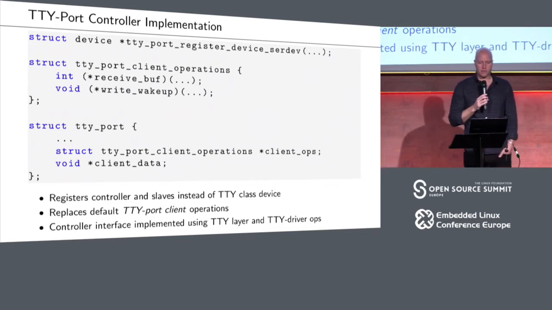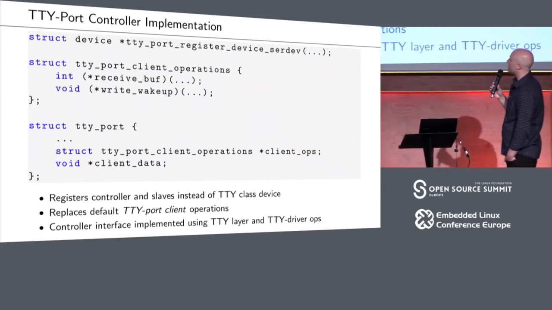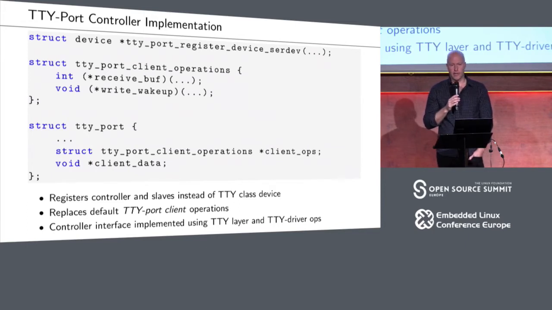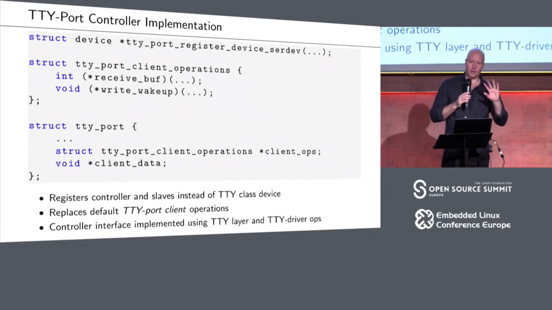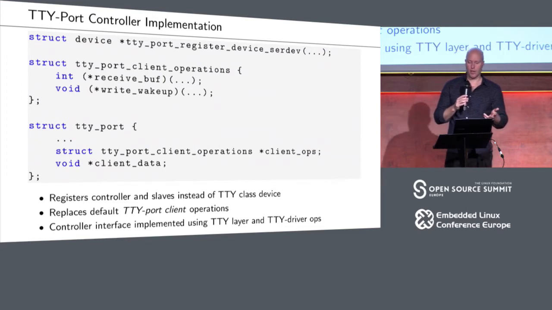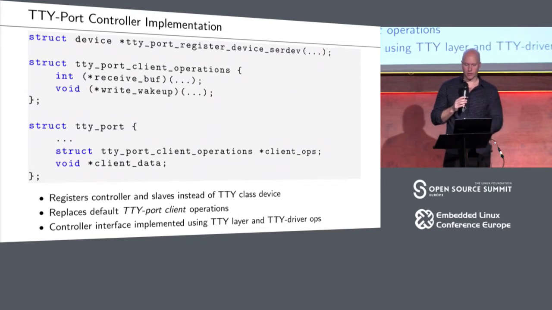So, some bit of details on how the TTY port controller has been implemented. I mentioned before that it's the TTY driver's responsibility to actually register these controllers, and that's been done by hooking into the TTY port register device helper. So when there's a client defined, this will register a controller in the SerDev instead of the TTY class device. And the TTY port struct in the kernel has been amended with two new fields here: TTY port client operations and client data. The default client operation simply forwards data to the line discipline, but when we have a SerDev controller registered, it will forward it to the SerDev device. And in the other direction, the controller interface is implemented by using these TTY operations that I mentioned in the beginning.